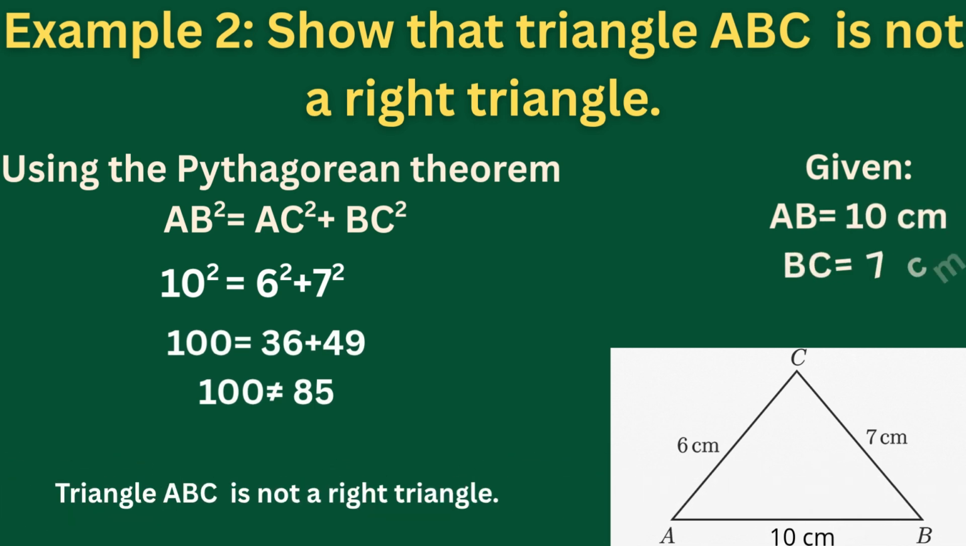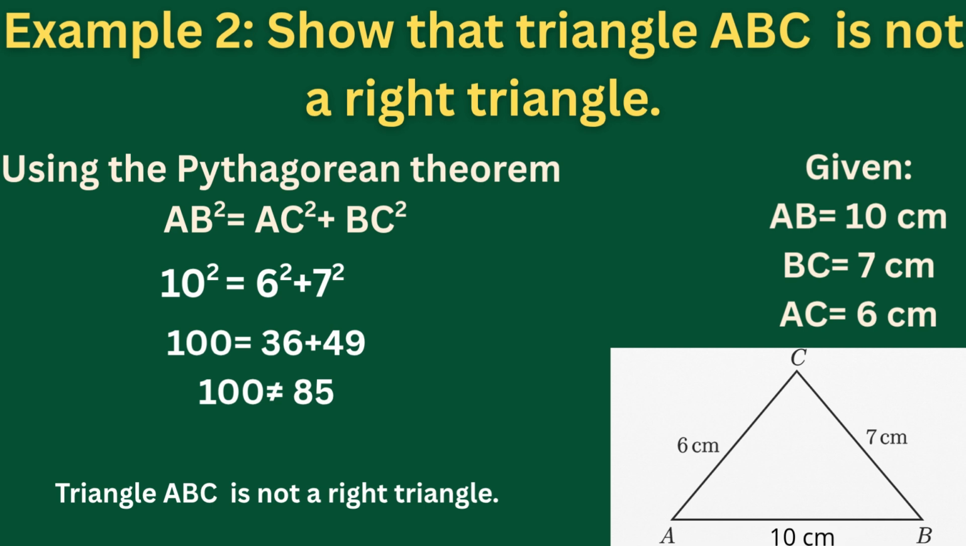Let's solve example 2. Show that triangle ABC is not a right triangle. Given a triangle ABC with sides AB equals 10 centimeters, BC equals 7 centimeters, AC equals 6 centimeters. The longest side is AB. Then AB is the hypotenuse.